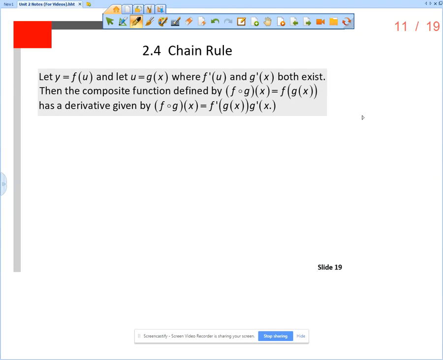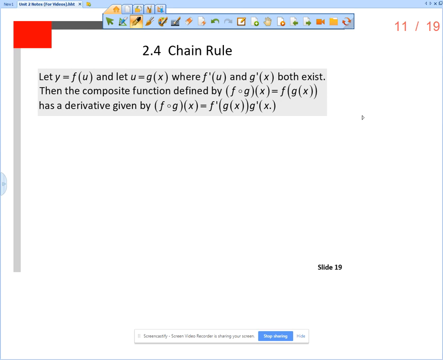This is section 2.4 notes video, slides 19 through 21. All right, section 2.4, we are learning what we call the chain rule. So this is a very important rule for how we take derivatives of more and more complex functions. So let's read this and then we'll try to understand it.